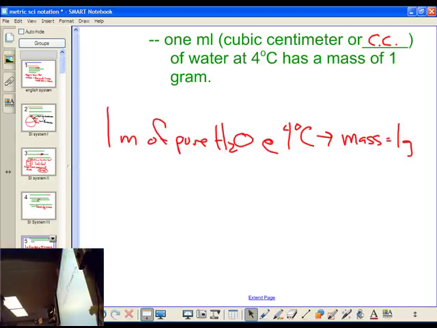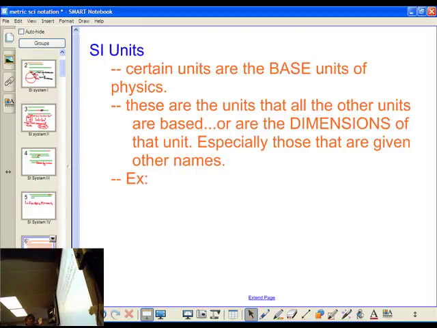All right, so a question about where our metric system comes from. We're going to talk briefly about SI units and some scientific notation.